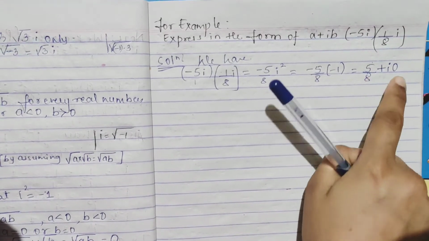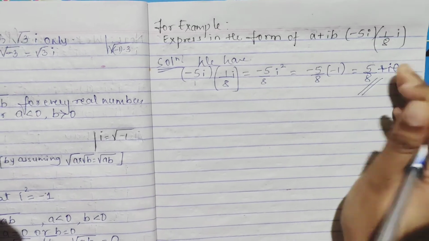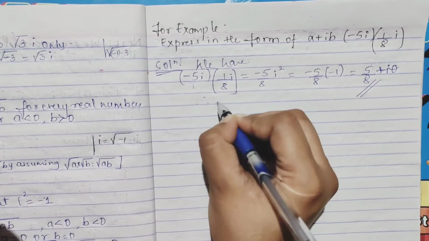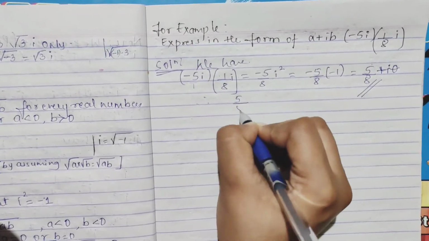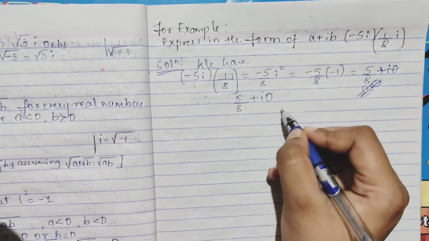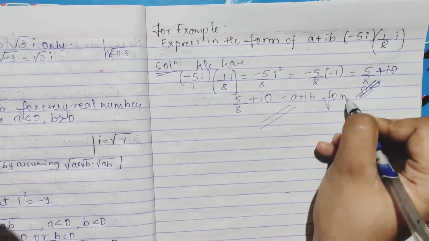I into 0 is 0, because actually what you have got is only 5 by 8. Just a second, you can write like this, 5 by 8. They are asking for a plus ib form, so it will be 5 by 8 plus i0. Don't write it otherwise; write 5 by 8 plus i0, which is equal to a plus ib form. Understood? You have to write like this.